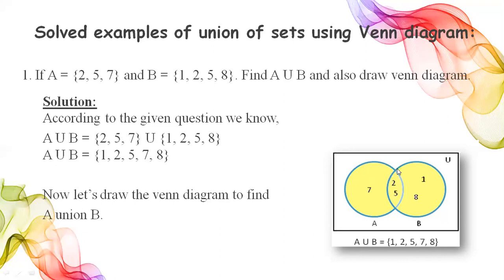The common elements are written in the overlapping part, and we shade the whole of A and B. That is our answer: 1, 2, 5, 7 and 8. Keep in mind that the shaded area in our Venn diagram shows our final solution.